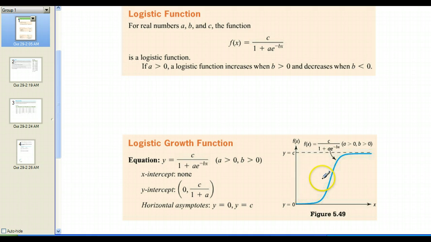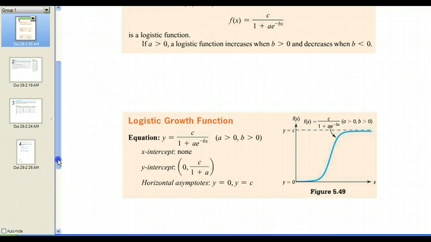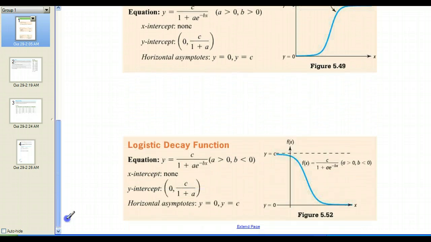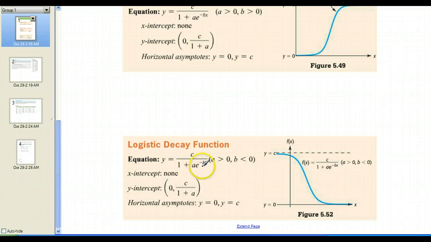That's what we're saying. It gets closer and closer to there as we go off towards infinity, but it can never attain that value of C, no matter how big we get. It'll get close, but it'll never get there. Alright, then logistic decay, same exact thing, except now B is negative. So we attain that value of C as we go off in the negative direction, and we come down towards 0 as x gets bigger and bigger.